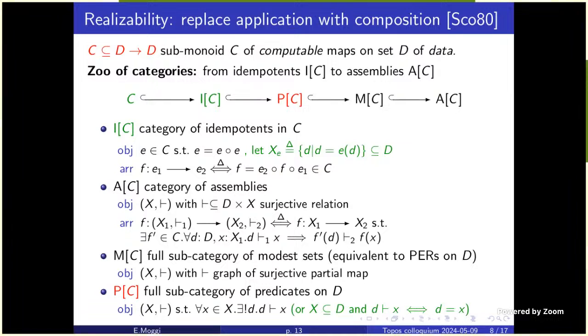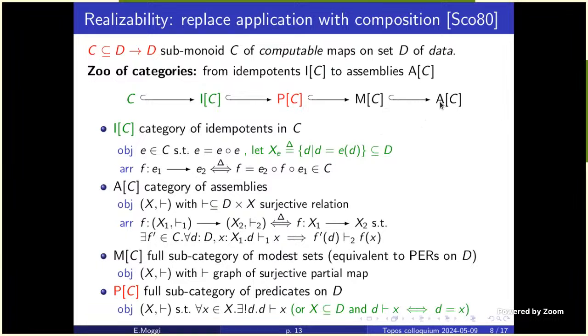So if you just have a monoid, you don't get very much, but you can add requirements on this monoid, and then you can start getting something more interesting. Now, if we have this monoid, I can define several categories by analogy with what people do with realizability. Of course, if I have a monoid, I can consider the category obtained by splitting the idempotents. That's a bit more interesting than the monoid itself.